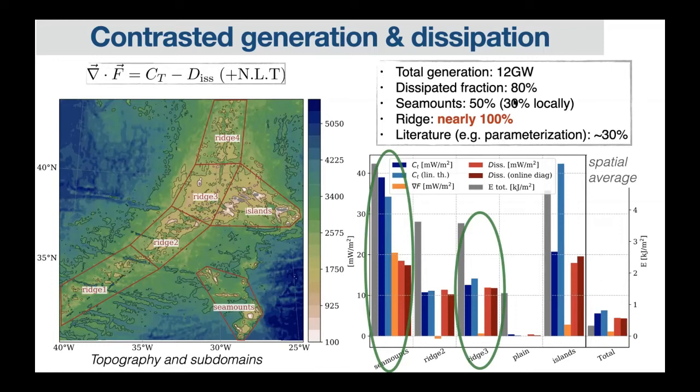And compared to this lower value, on the contrary, if we look at the ridge, so any of these subdomains here, and this is being shown here, you can see that the red bar is of the same magnitude as the blue bar, and that actually the dissipation is the same amount as the production from the barotropic tide.